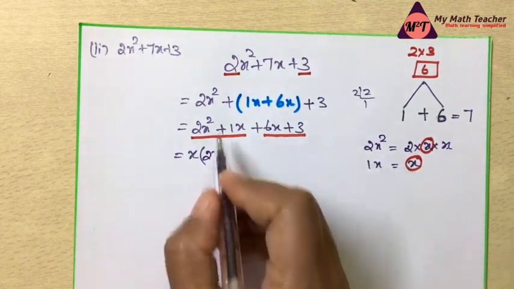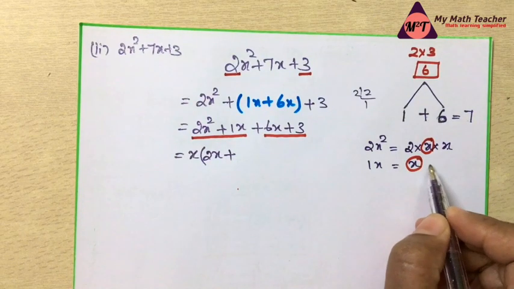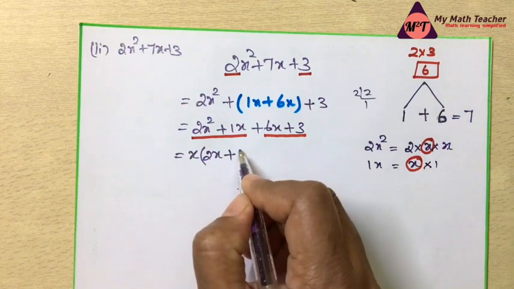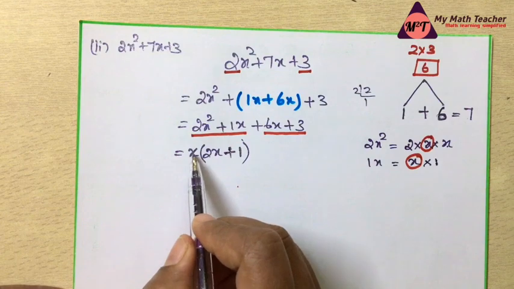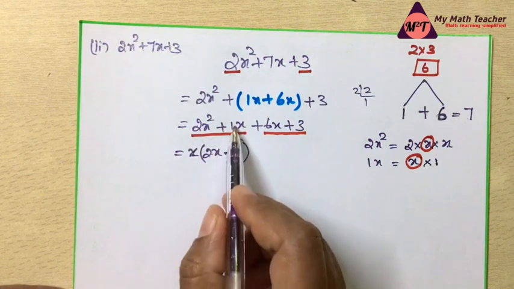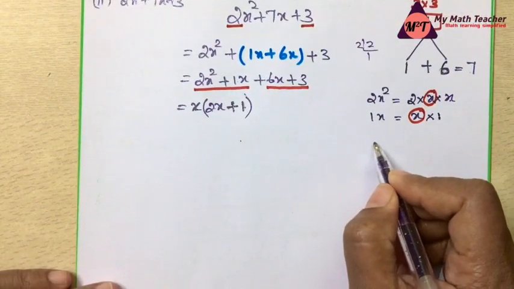Now, what is the sign here? Plus. You have taken this as common. What is remaining? That is into 1. That is 1 into x is 1 only. So, multiply this. You always check your answer by multiplying x into 2x, 2x square, plus 1 into x is 1x.